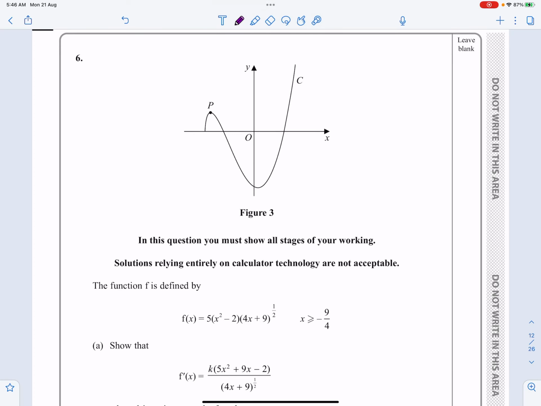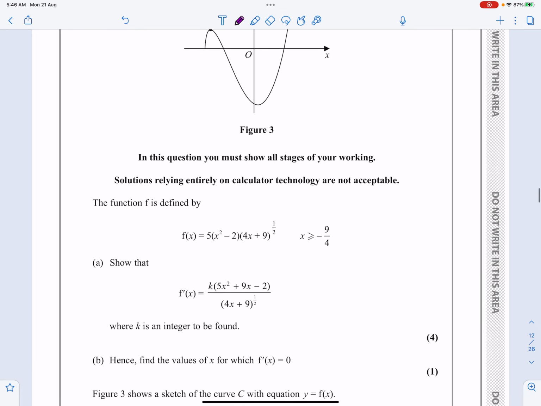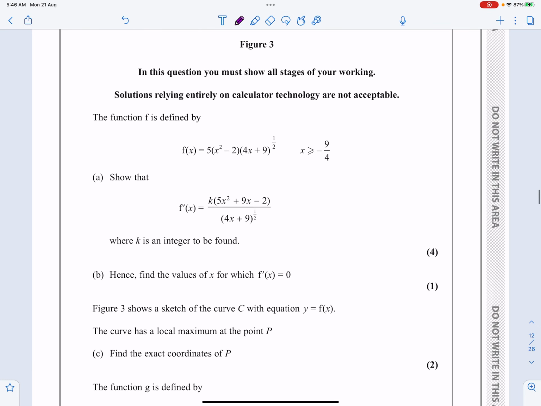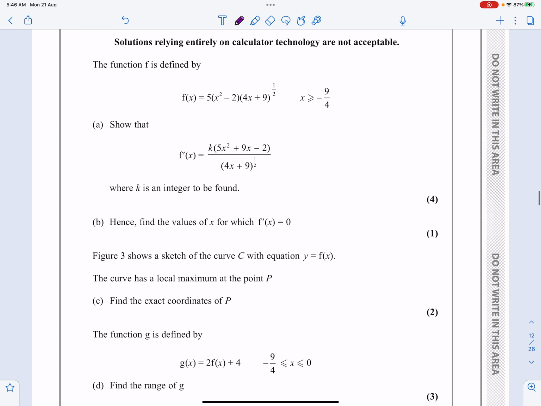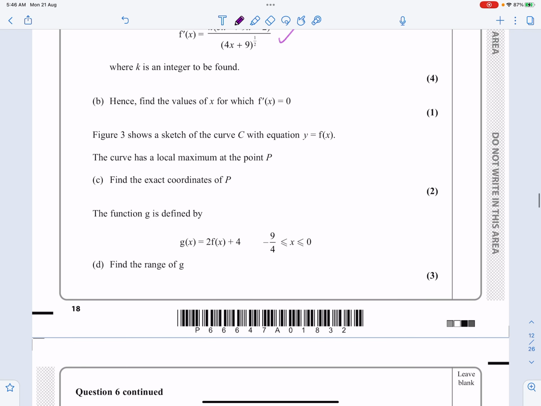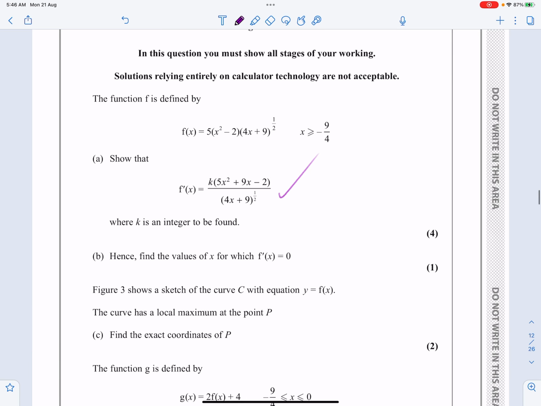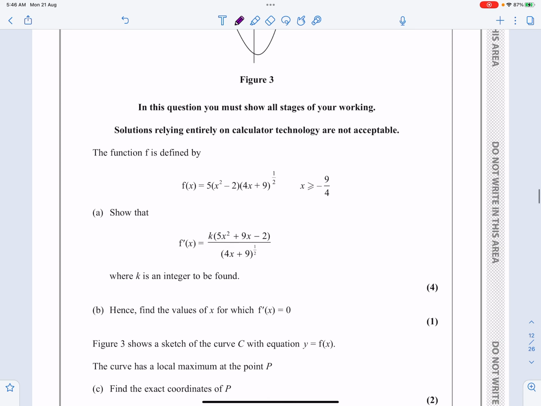Okay, this is the P3 paper from June 2022. It's question number 6, and if we have a look at this question, it's going to be some work on differentiation. We're going to be using the product rule there, and as we get a little bit further on down, we're going to do some work on functions and graphs and combining transformations. Okay, let's just have a read through the first bit though.